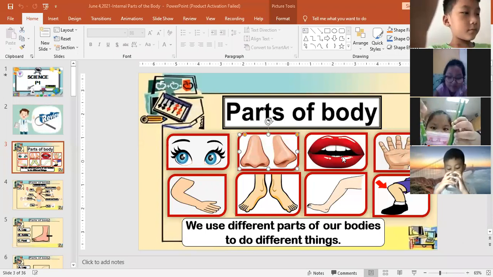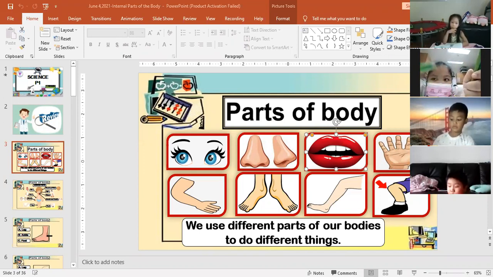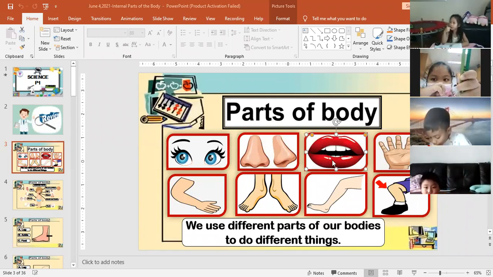This time, another part of the body, it is color red. What part of the body is this? I will call Taniapat. Taniapat, what part of the body is this? It starts with letter M. This is mouth. Mouth, very good. Another one.